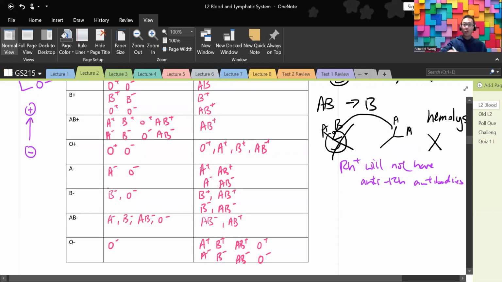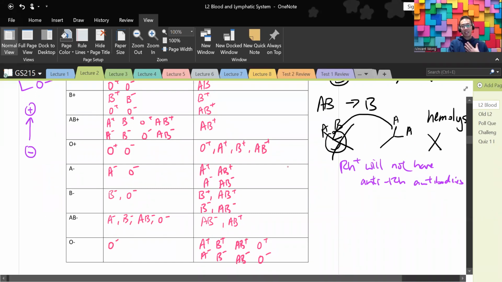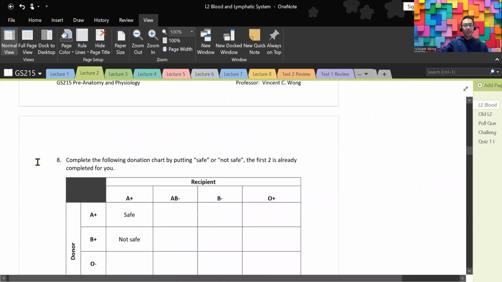But remember, we are only talking about the donation rule for red blood cells. Turns out the donation rule for plasma is completely opposite. So when it comes to plasma donation and receiving plasma, AB positive would be the one that can only receive plasma from AB positive. And O negative turns out to be the universal recipient when it comes to plasma. So you know, it's actually quite fair. Anyways, moving on.